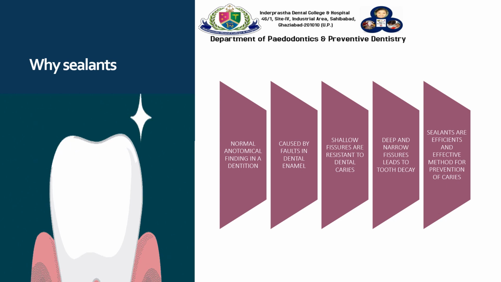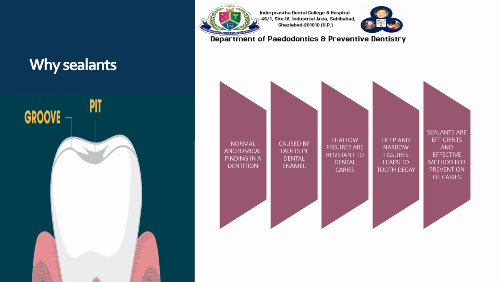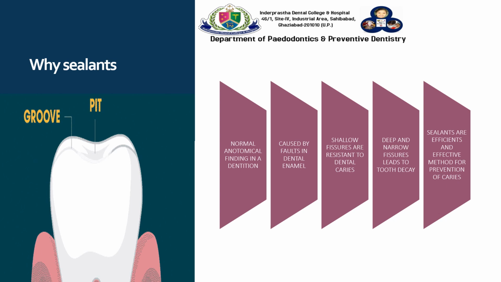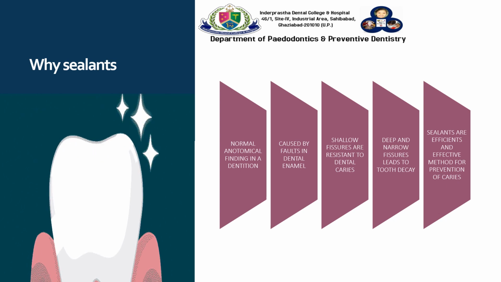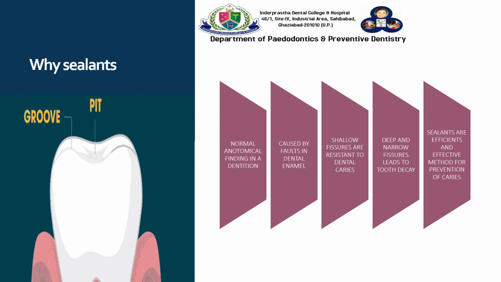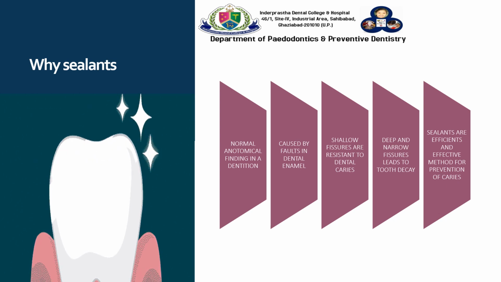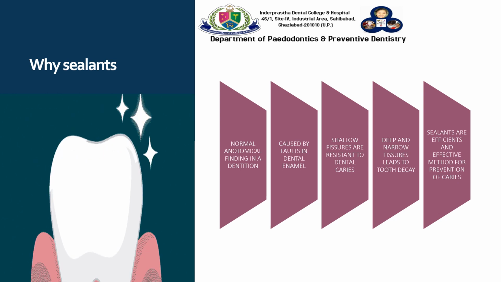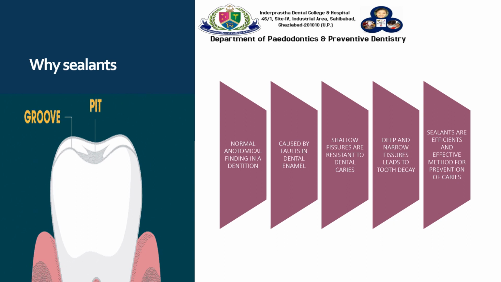Pits and fissures are normal anatomical findings in a dentition, caused by faults in dental enamel. Shallow fissures may not be problematic and may be self-cleansing and resistant to dental caries. However, deep and narrow fissures tend to lead to tooth decay. Both pit and fissure act as an area of initiation of caries due to food retention. So, to prevent dental caries, sealant is a safe, efficient and effective method of prevention of pit and fissure caries.